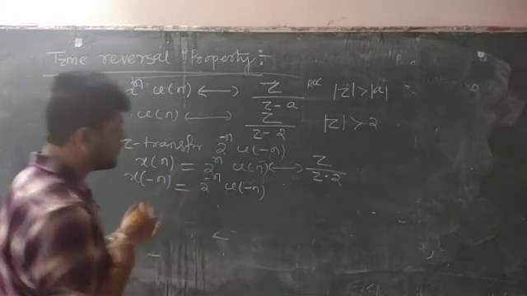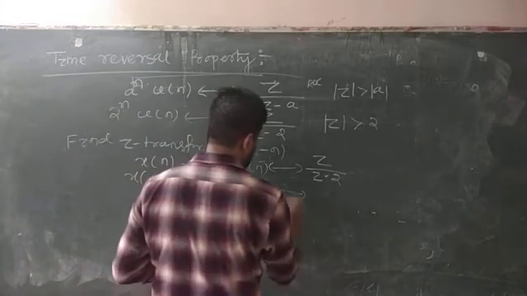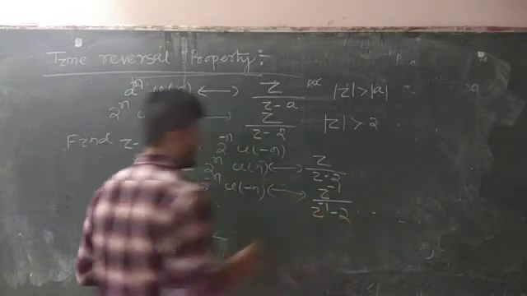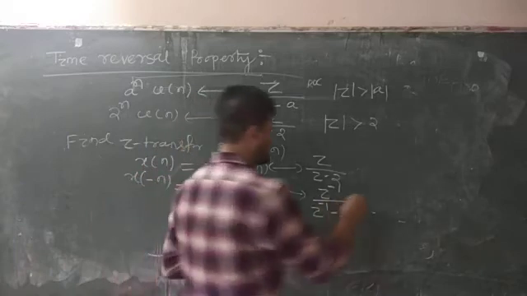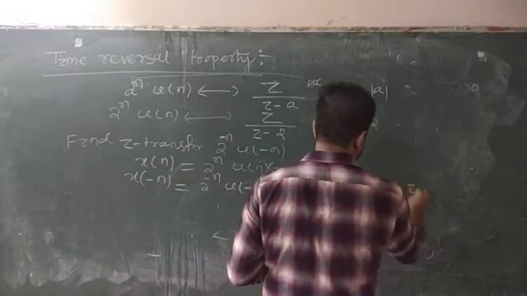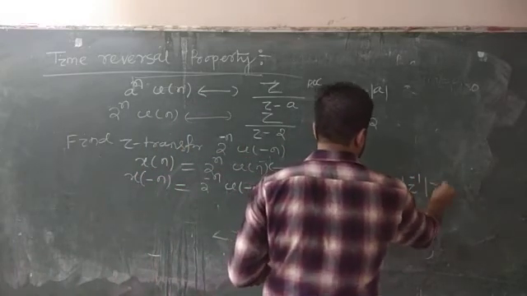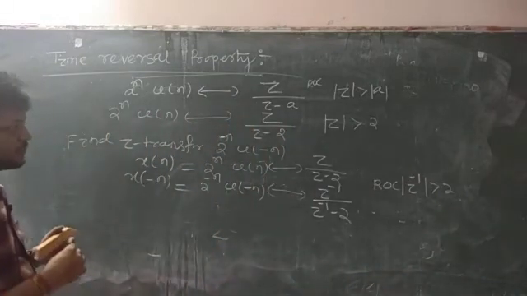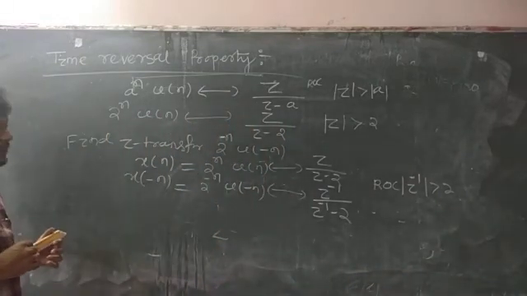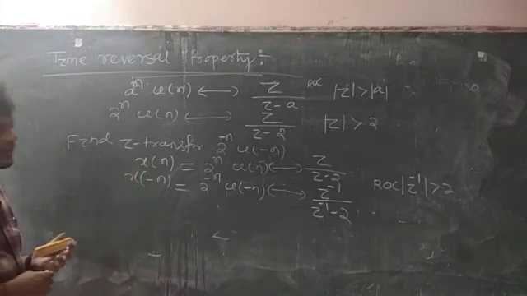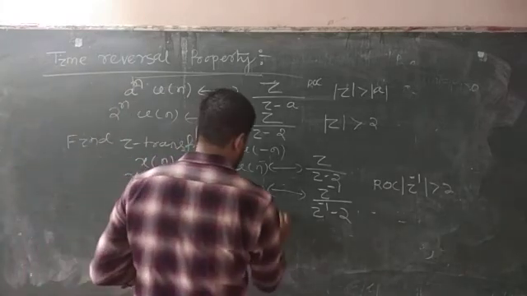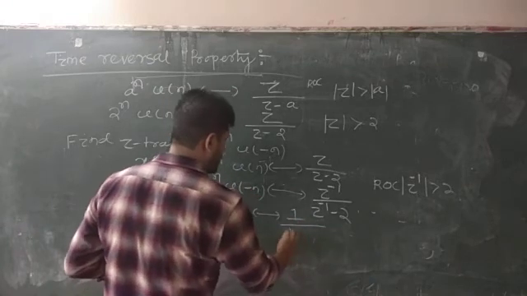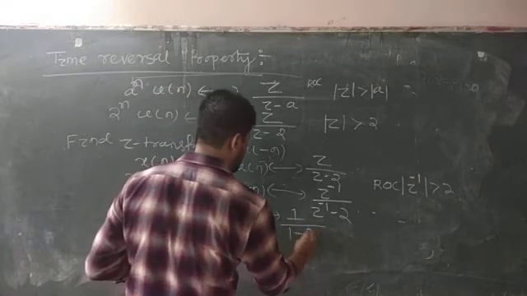So 2 to the power minus n u of minus n, that means you will have here Z inverse divided by Z inverse minus 2, and the region of convergence becomes Z inverse must be greater than 2, that means Z is less than 1 by 2. So Z will be less than 1 by 2. Then you have to take the LCM here. When you take the LCM, this becomes 1 by 1 minus 2Z.